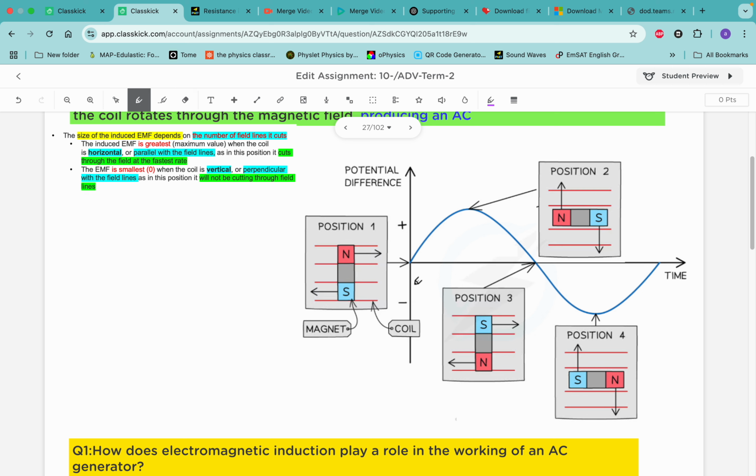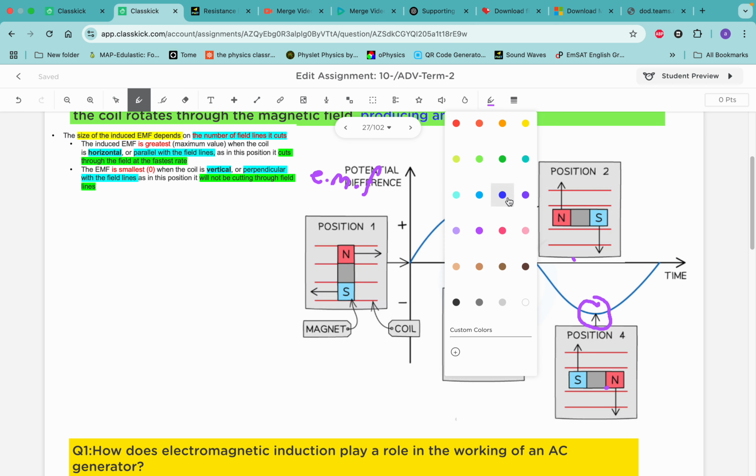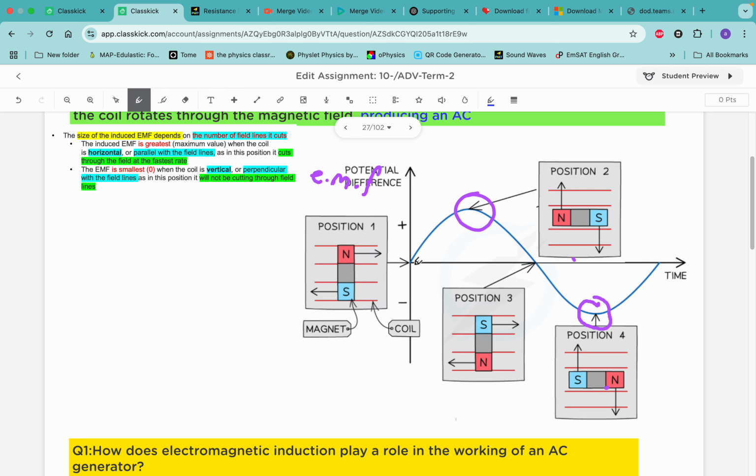This graph shows different locations with different values for EMF. As we can notice here, EMF has the greatest value when the coil is horizontal or parallel to the magnetic field line, as well as here. But conversely, in these cases, here EMF is 0 and here EMF 0.